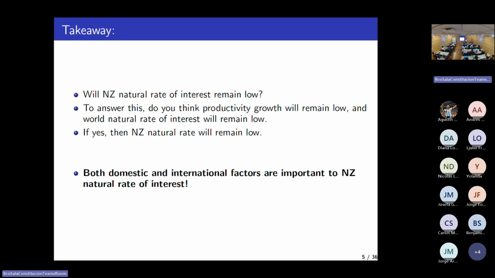Okay, so the takeaway is New Zealand's natural rate of interest is going to stay low? Yes, if you think the low productivity and the lower world rate are here to stay, and no, if you think those are going to change. But one of the things we wanted to highlight is that we found both the domestic and international factors mattering as our two main drivers of the fall.